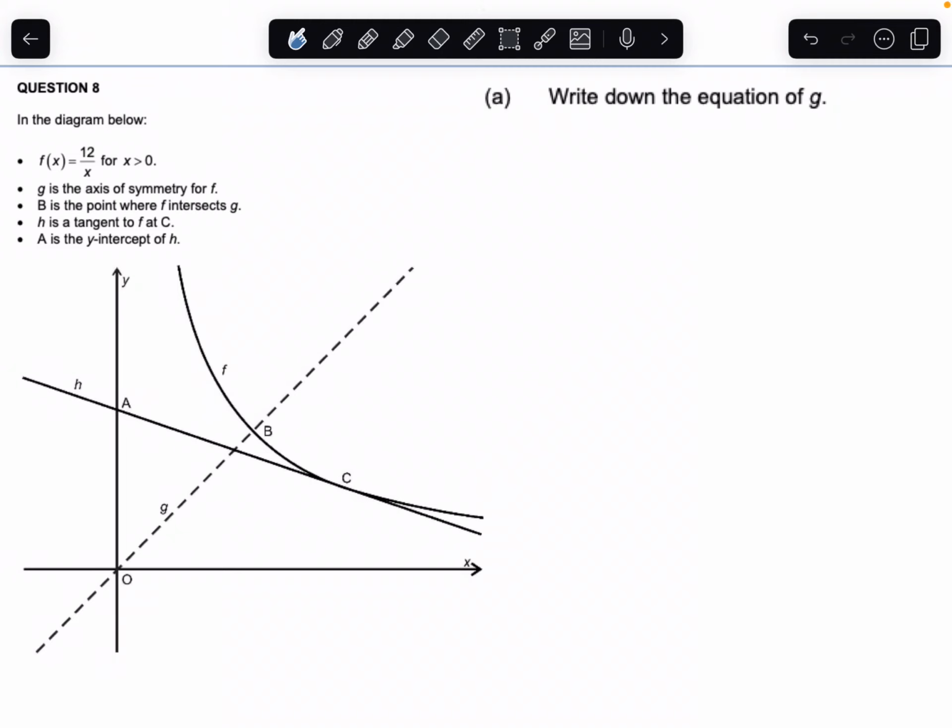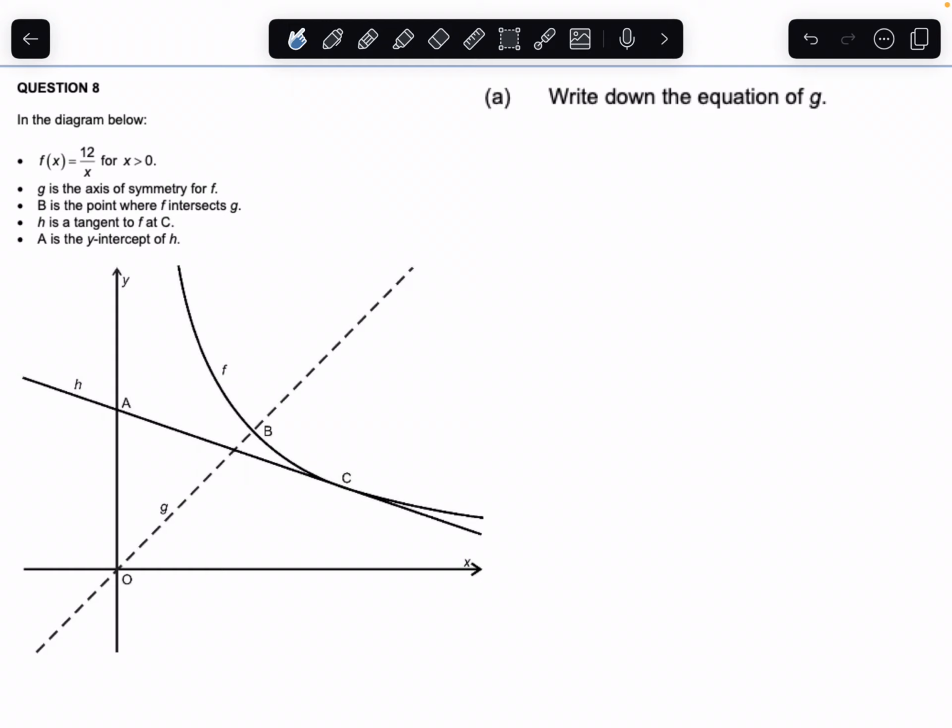Hello, another day, another nostalgic math chat. IEB November 2023, paper 1, question 8. Right, 3 parts to this question. Let's look at the first one.